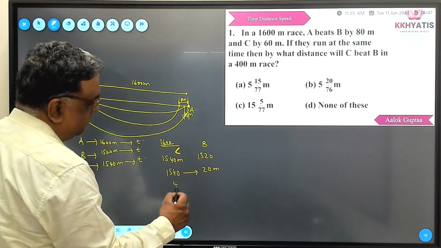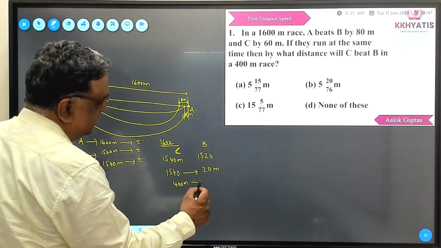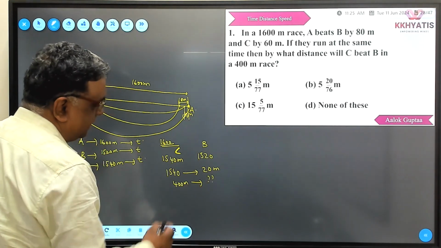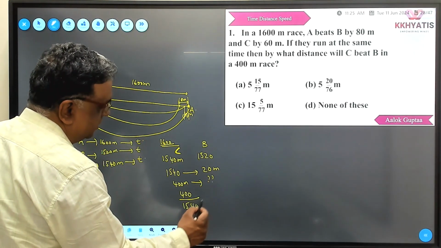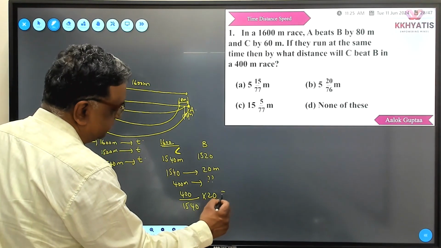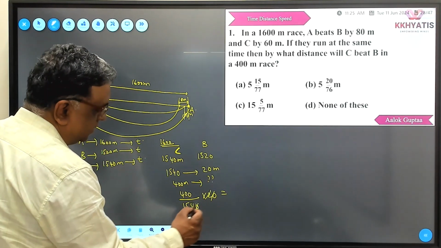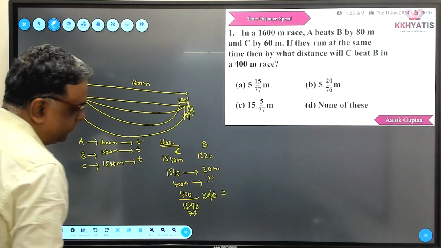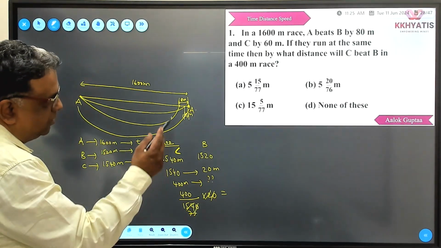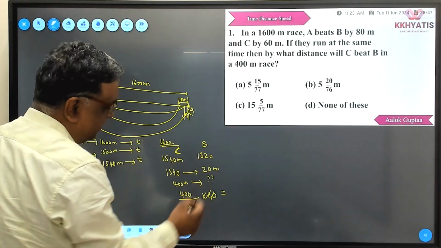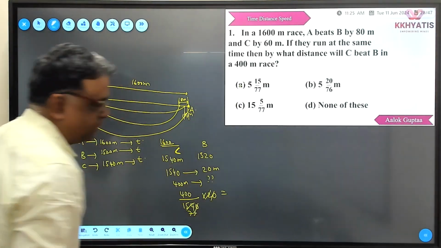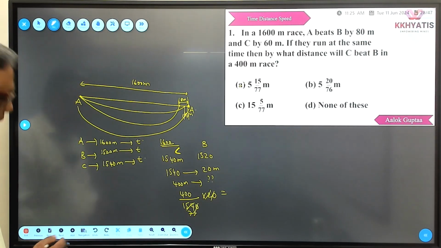So in a race of 400 meters, C will beat B by how many meters? Which means it will be definitely 400 upon 1540 into 20, which is 400 by 77. So if I compare the options, 385 plus 15, 400 by 7, so 515 by 7 meters is the answer. Okay, let's go to next.